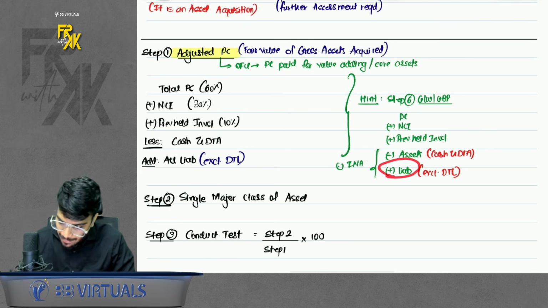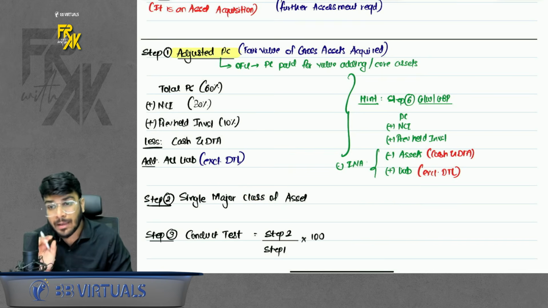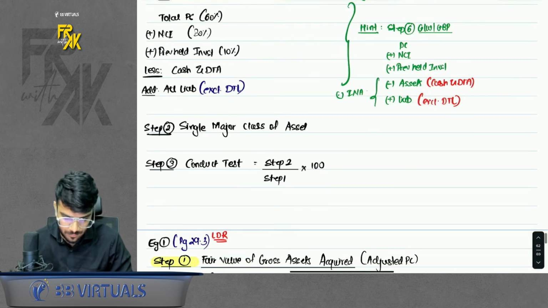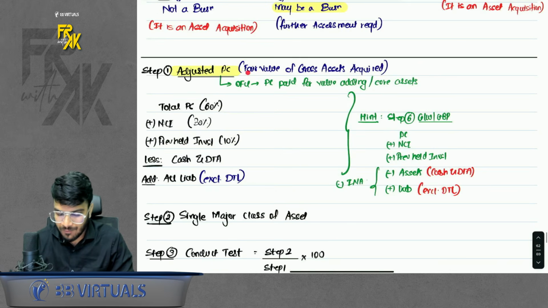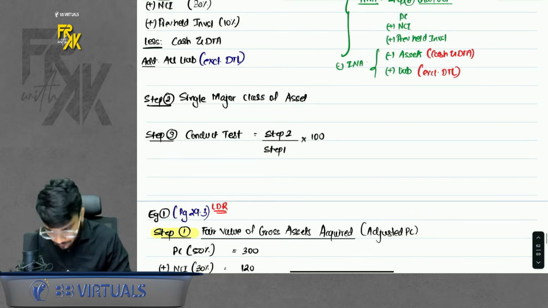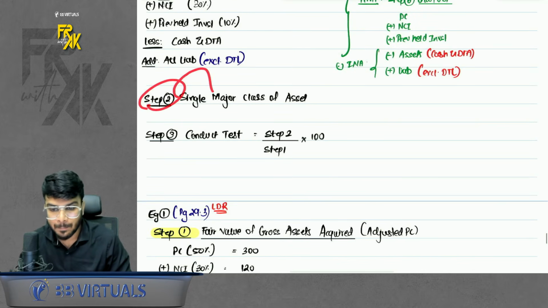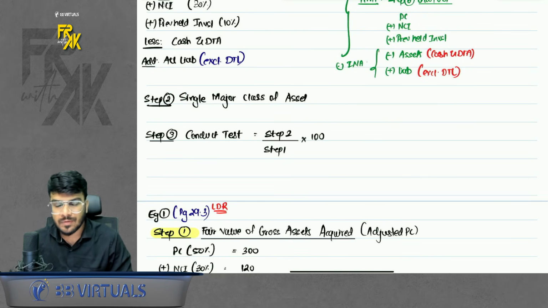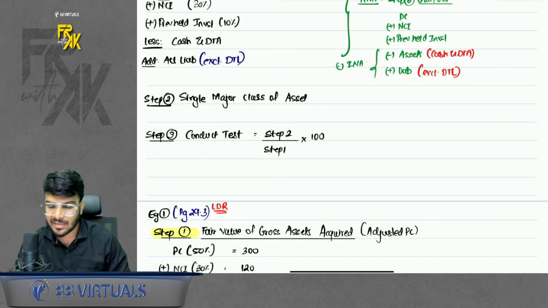We are not adding back all the liabilities. We are adding back all excluding DTL. Simple. This is how we find adjusted PC, or in ICI language we call it fair value of gross assets acquired. Then step 2 is single major class of asset. In the question you will find which is the highest value of asset you are acquiring.